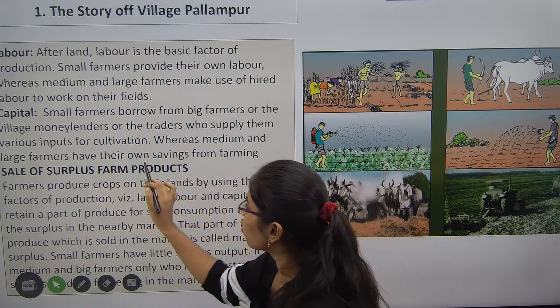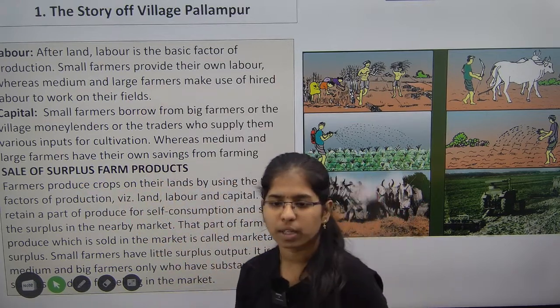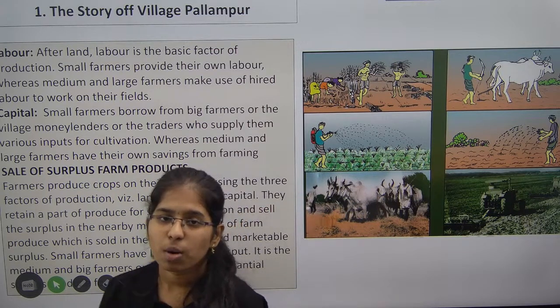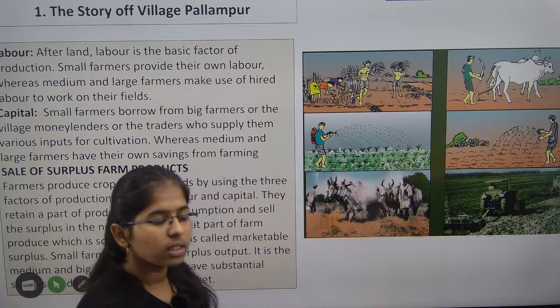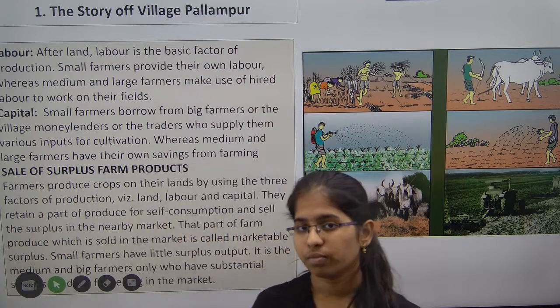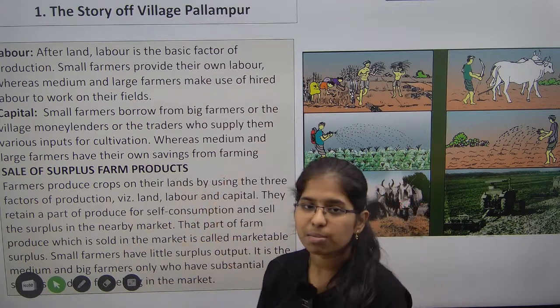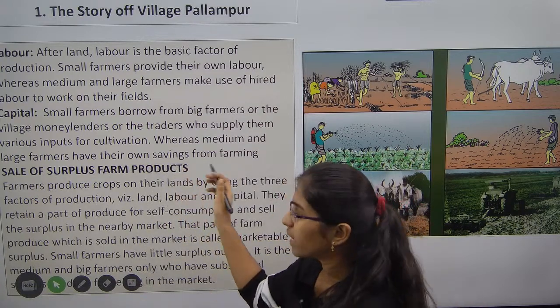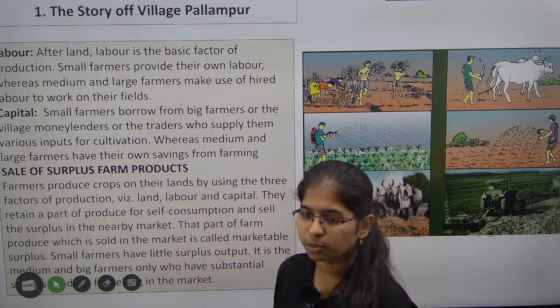Whereas medium and large farmers have their own savings from the farming, because these medium and large farmers are getting from the farming only. So they don't need to get loans from these moneylenders. So whatever they have as their own means, they will continue.